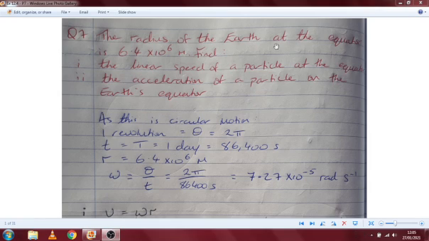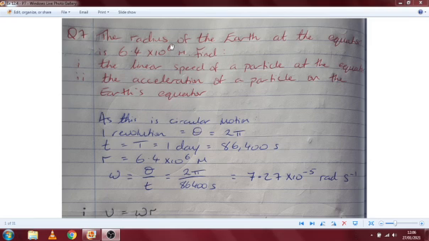Then we get on to question 7. The radius of the Earth at the equator is this, which is again an accurate figure. So find first off the linear speed of a particle at the equator. So if you were sitting in a chair at the equator, how quickly would you be going? That would be your linear speed. If the Earth stopped, for example, you would be sent flying forward with a particular speed. And then secondly, the acceleration of a particle on the Earth's equator. Now we know this is non-zero because an object in circular motion is said to be accelerating, which gives it a force and so on.